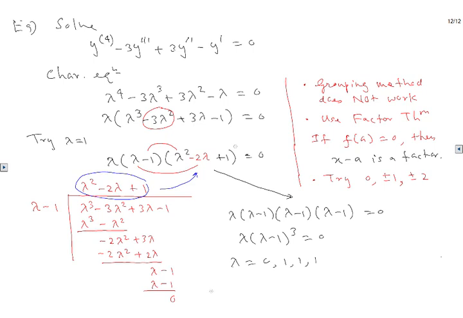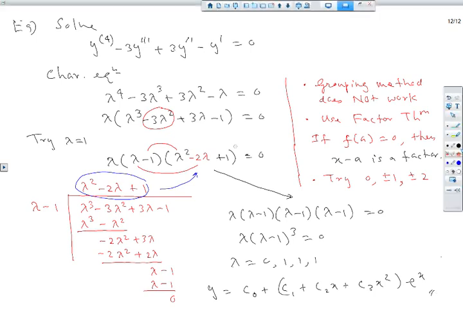Then we can write the solution as y equals c naught, and then these three repeats, so it is C1, C2x, C3x squared, e to the 1x. So that's how the general solution looks for this differential equation. Okay, good. So we used a factor theorem for this problem.